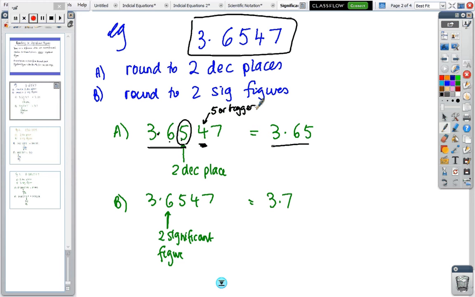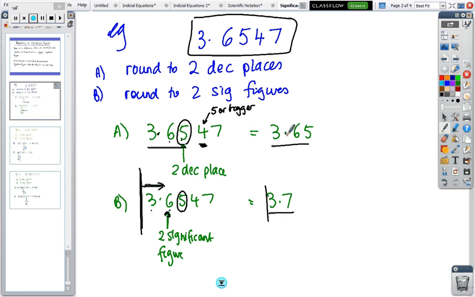But with significant figures, we work from the left-hand side, and we count places, so we count 1, count 2. So the 6 is the second significant figure. And again, we look at the next number, which is a 5, so we round up, so the answer is 3.7, okay? So when you have significant figures, you're counting from the left across, and with decimal places, you're counting from the decimal place. Okay, copy that down.